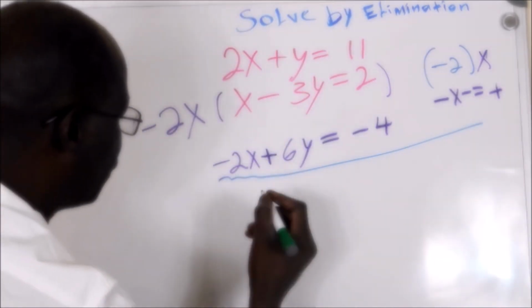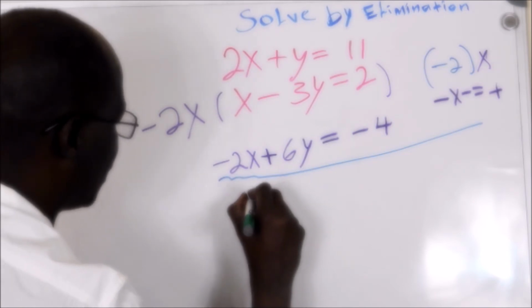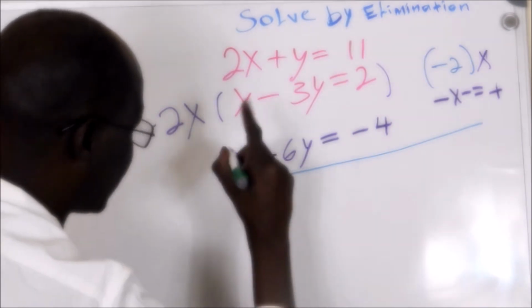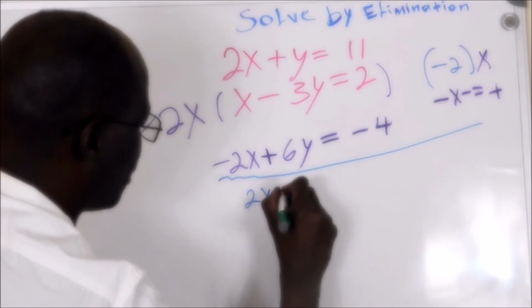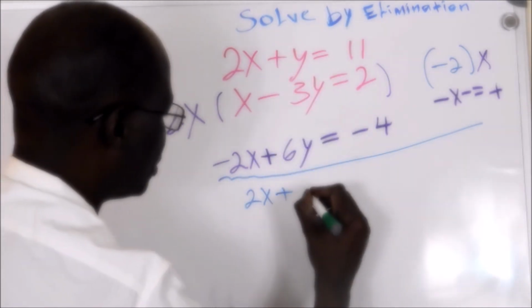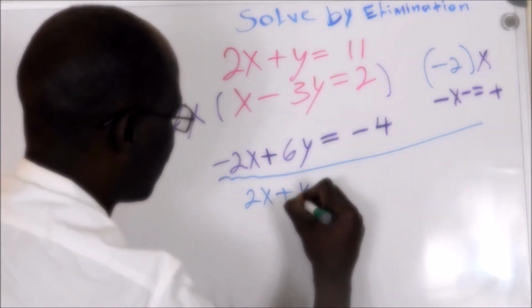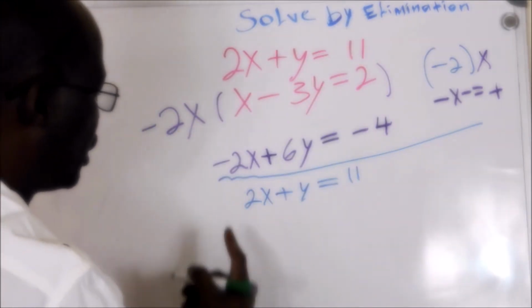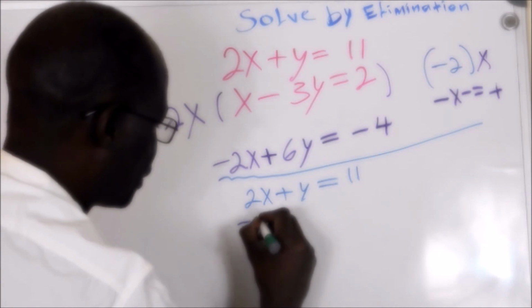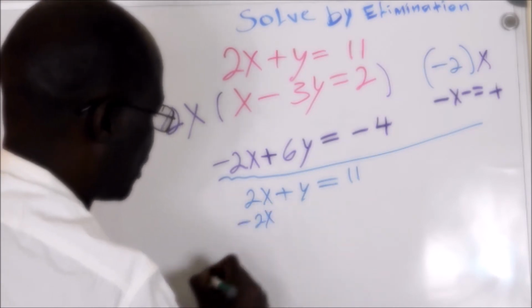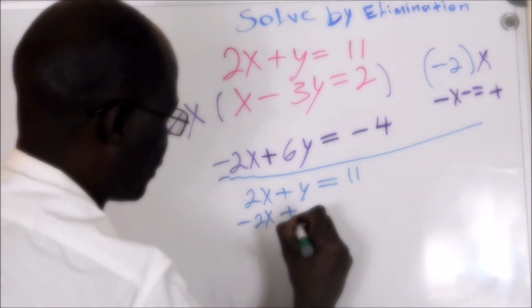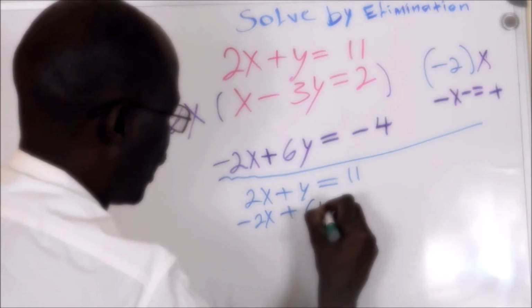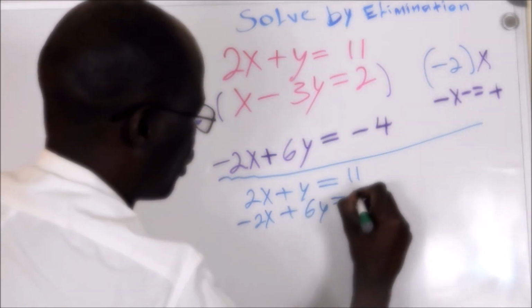So right now we can see the equations became like this. The new equation on the top is 2x plus y equals 11. I'm still on the top. The bottom became -2x plus 6y equals -4.